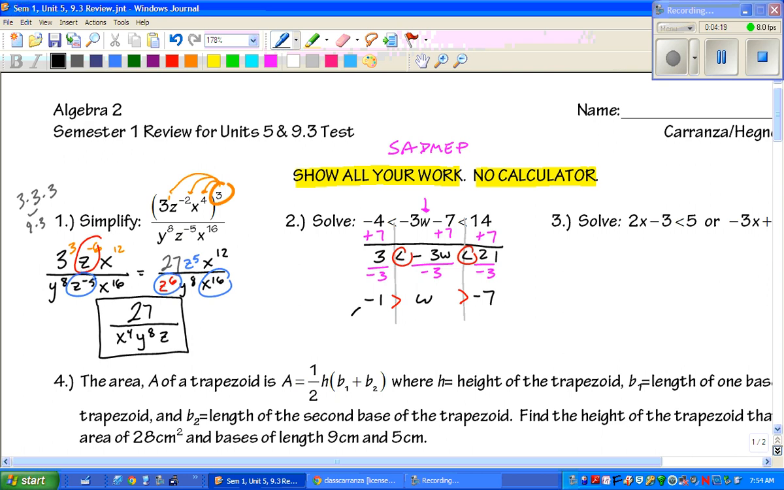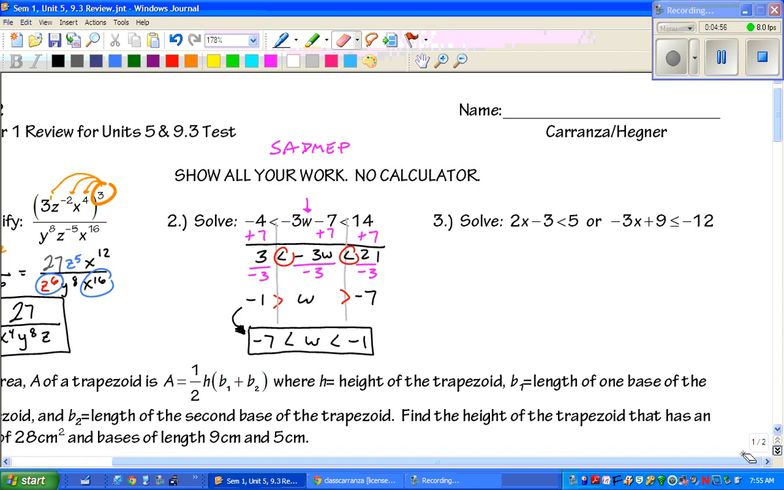Now, the last thing we have to do is put our numbers in numerical order. So the -7 comes first, and now we have to make sure our inequalities are pointing the same way. When we're looking at these two right here, who is it pointing at? Well, it's pointing at the -7, so I have to make sure it stays pointing at the -7. And we're going to do the same thing right there. It's pointing at the w, so I want to make sure it's pointing at the w. And then that's our final answer.